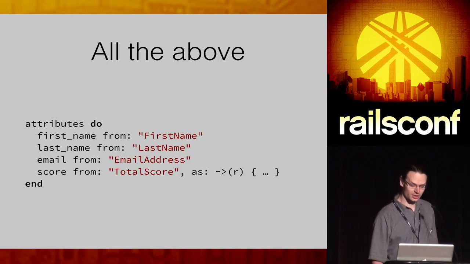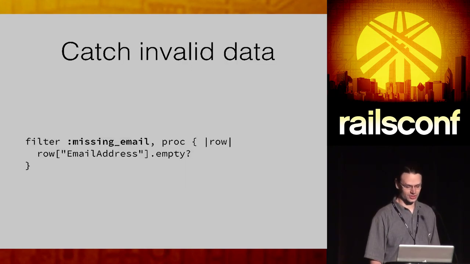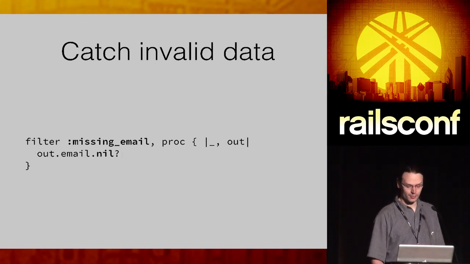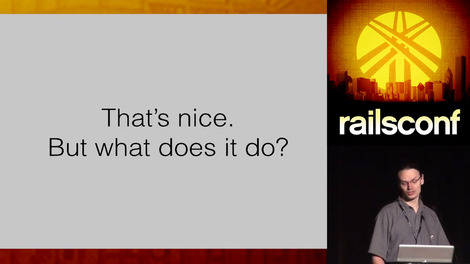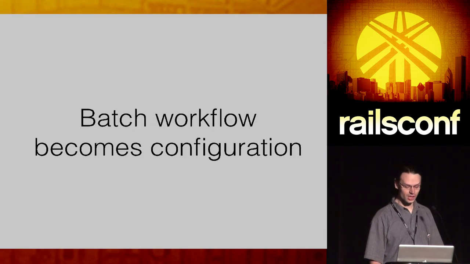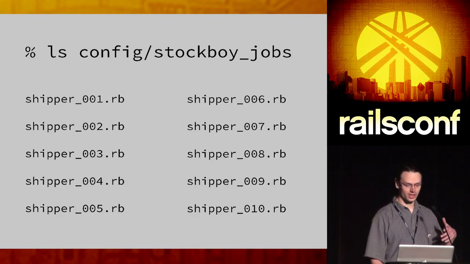Combine all of that above, and you come up with something like this, where you just name them and convert them. Then there's filters. So you can say, well, if it's missing email, we're not really interested. Just put that over there. Again, you can look at the input values, the output values, map it all together. So what do you actually get out of this? Your data workflow becomes configuration. You don't have to define these things using real code. This becomes a file. You can put them all into a config directory. And you can have a lot of them, and they can all be different.